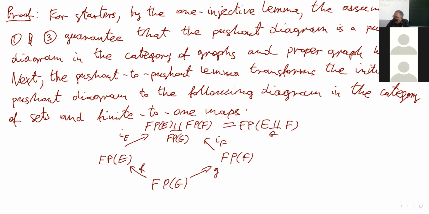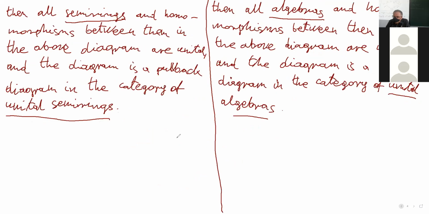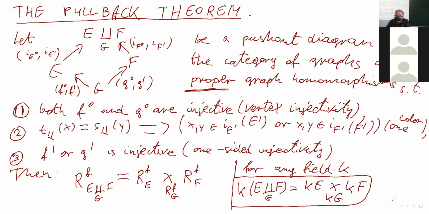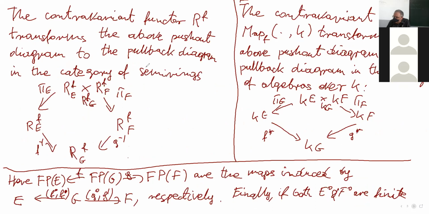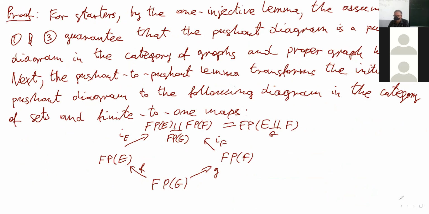So when I go back to my initial push-out diagram, I apply this functor, and I have a map from FPE to FP of a push-out graph, and I have a canonical map from FPF into FP of a push-out graph. But then this lemma, the push-out to push-out lemma, proves that this agrees with the canonical maps written here in this diagram. Okay, and again, this is common. This is common for both cases.